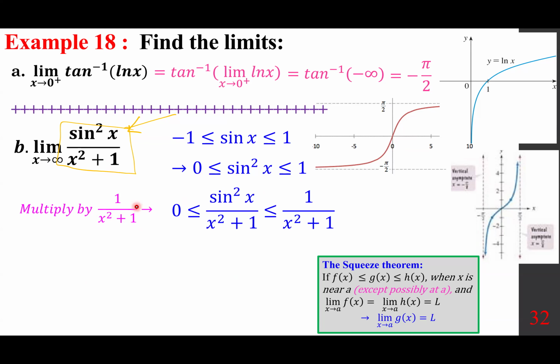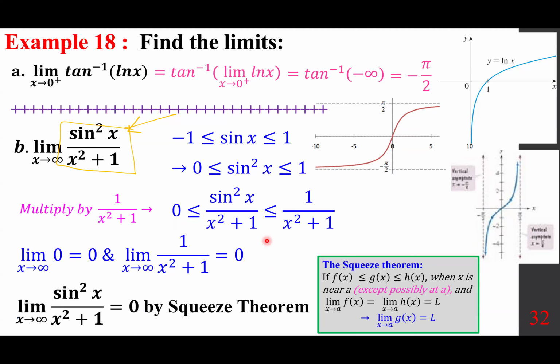So using the squeeze theorem, we take the limit of this one, obviously 0. We take the limit of this side as x approaches infinity, obviously 0. So 1 over x squared plus 1, x goes to infinity, 1 over infinity is 0. Therefore, the middle piece by the squeeze theorem, also known as the sandwich theorem, the limit of sine squared x over x squared plus 1 as x approaches infinity must be 0 by the squeeze theorem. You must mention the theorem, everybody.